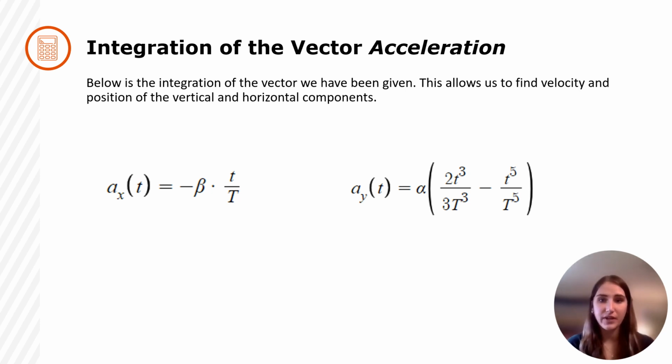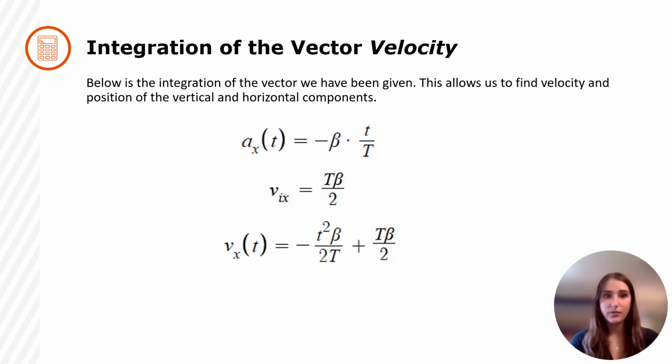Through integration of this vector, we can find the velocity and position of the vertical and horizontal components. We take the integral of acceleration to get the velocity function. We solved for the initial condition by setting the velocity function equal to 0 because the helicopter starts at rest, then plugged in the initial time of negative T, which gives us the initial conditions. It is important to add on the initial conditions after solving the integral.